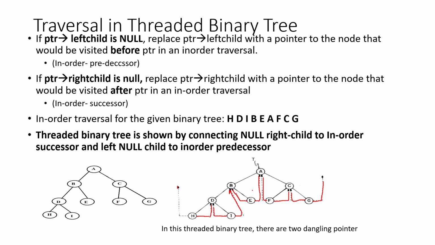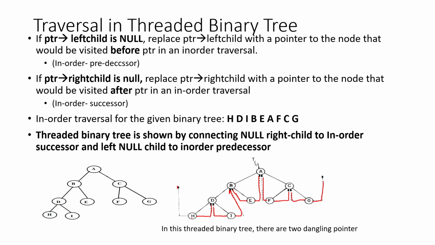With this adjustment for the tree, we have reduced the null pointers. Earlier there were around 10 null pointers. Now we have reduced them to 2. That many null pointers are now reduced.